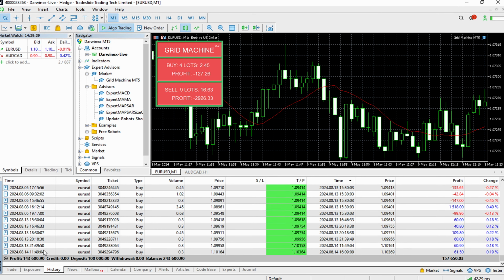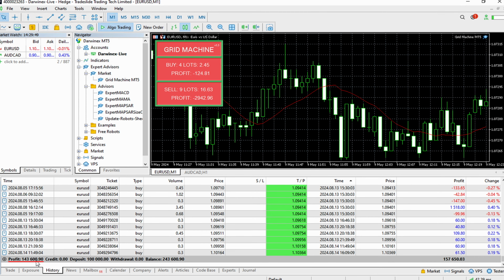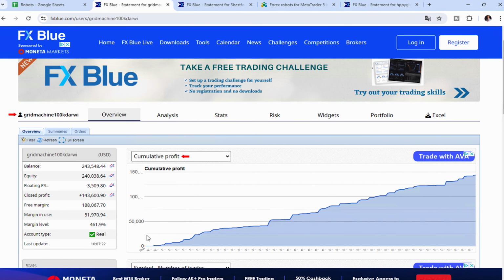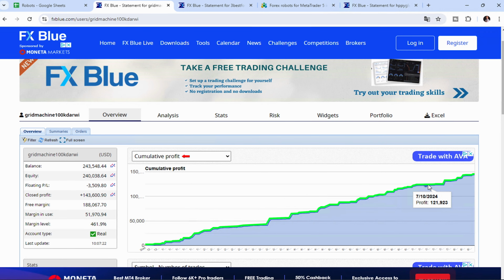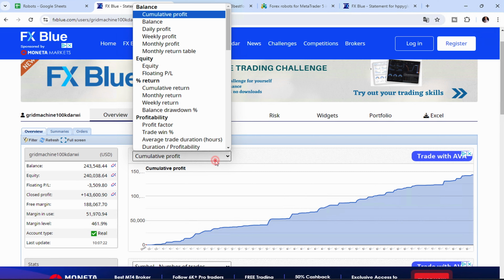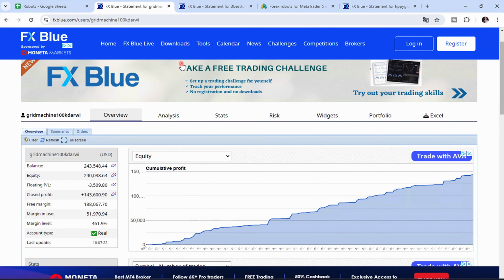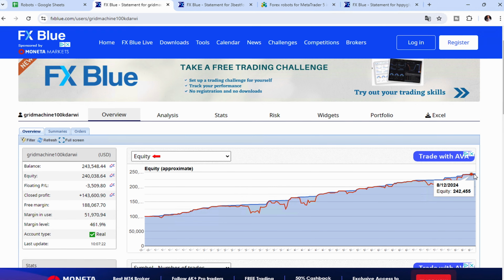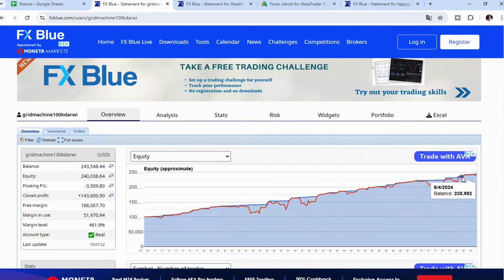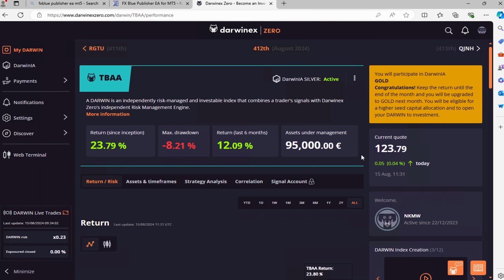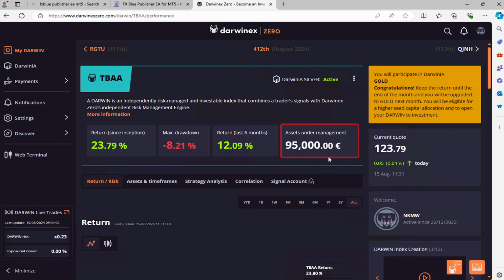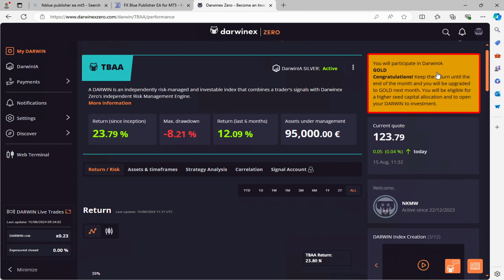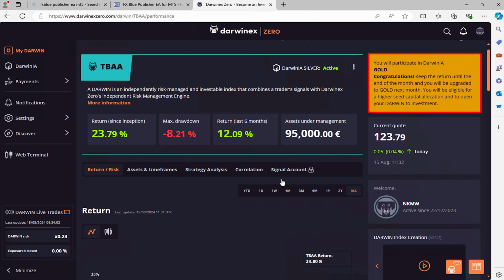Overall, it made a profit of over $143,000. If I show the performance on FX Blue, you will see the balance line keeps rising very steadily. Even if I switch to the equity, you will notice that there were some drawdowns even recently, but those were recovered and the account keeps profiting. And in this account I have 95,000 euro under management, but if I keep the return, I'll be participating in the Darwinex Gold from next month.